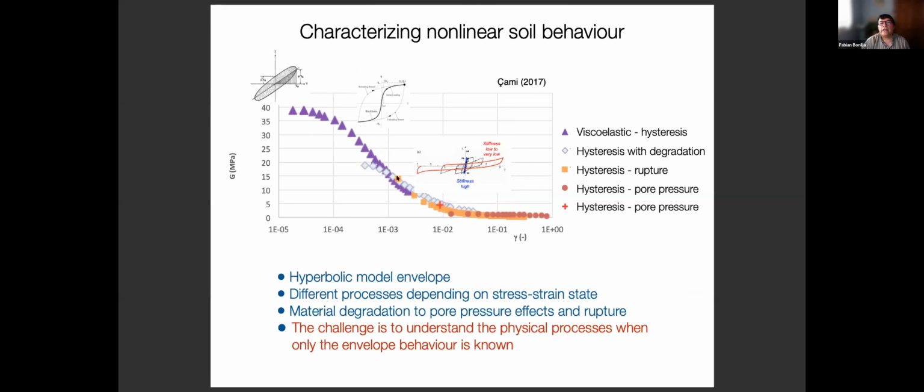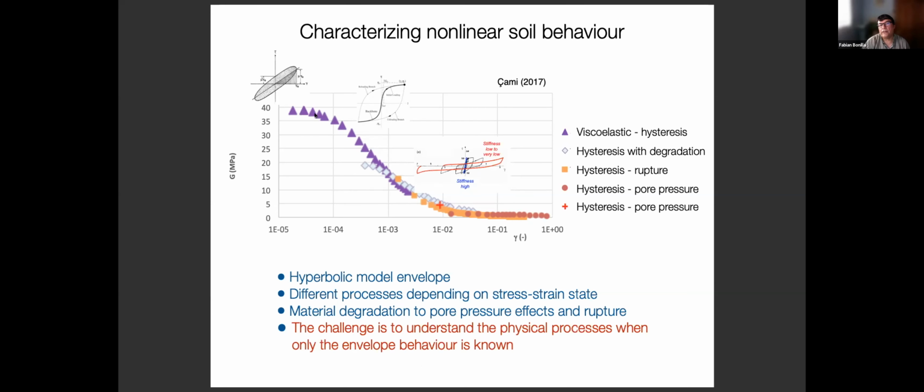Here is an example where different experiments have worked wonderfully. So we have a common behavior, if you want, but with different regimes. For example, we have viscoelasticity here, and we have viscoelasticity with hysteresis, and then we can have some pore pressure effects, and also we can have some damage here. And then we have almost a continuum. So the challenge that we have, if we are thinking of performing nonlinear computations in larger scale simulations, is how to understand the physical processes when only this envelope is known.